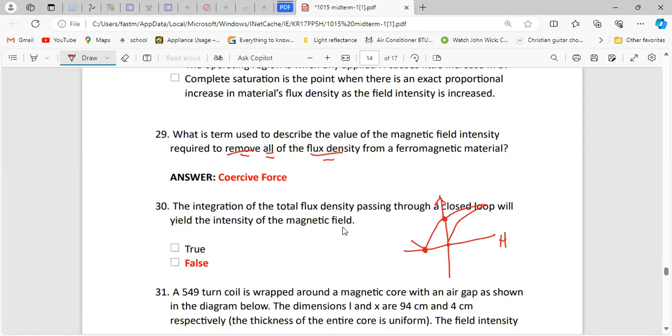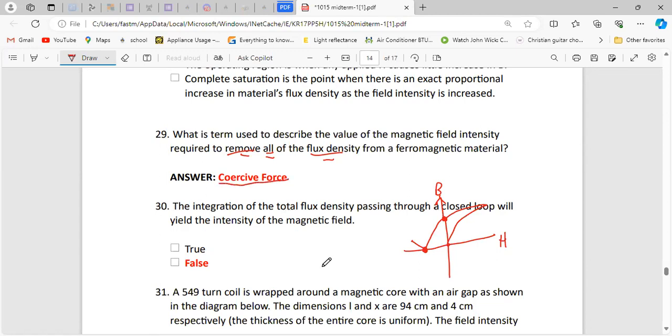And because we know it lags, you will need a value for H to get B to zero. They don't go to zero at the same time. One lags the other. So when it reaches here, for this B, you need to continue to decrease H to get B to be zero after a period of time. So that phenomenon of removing all the flux is the coercive force.